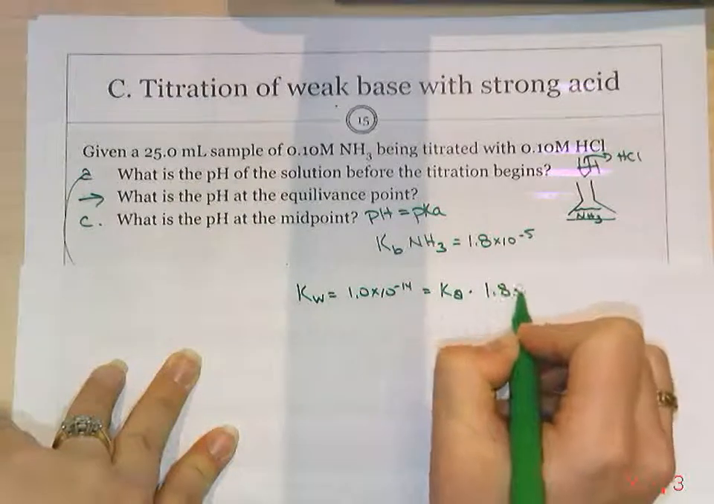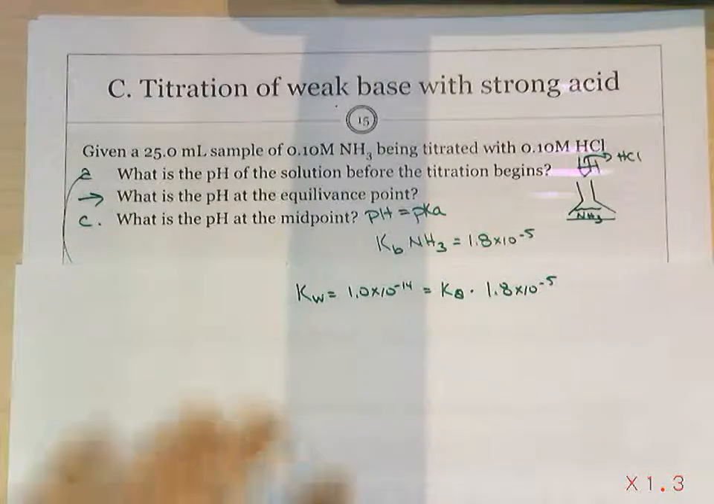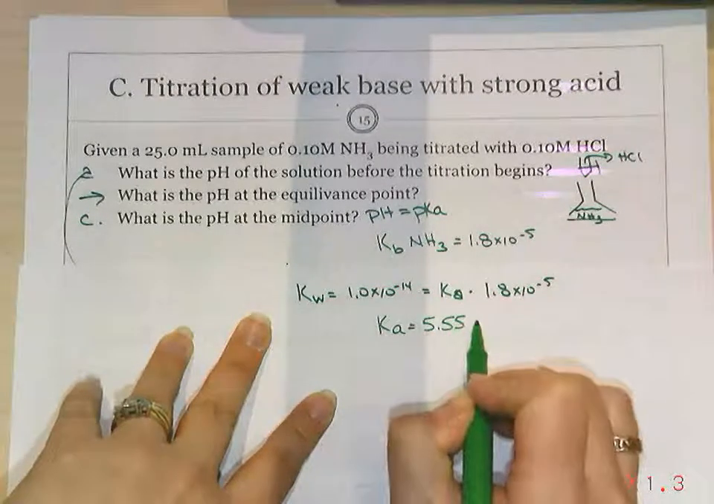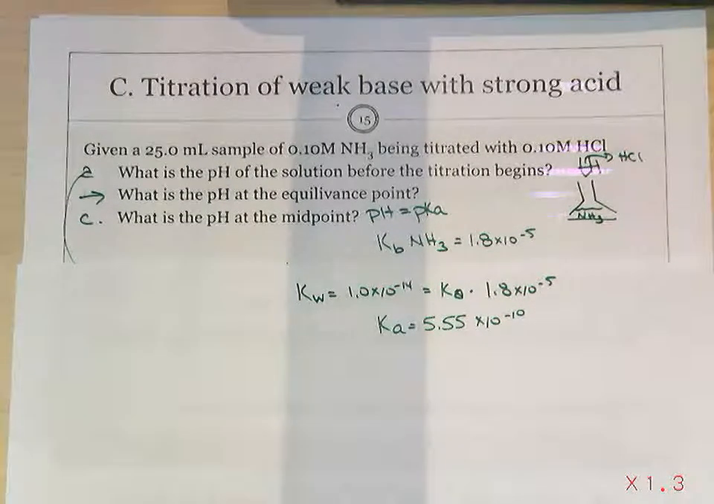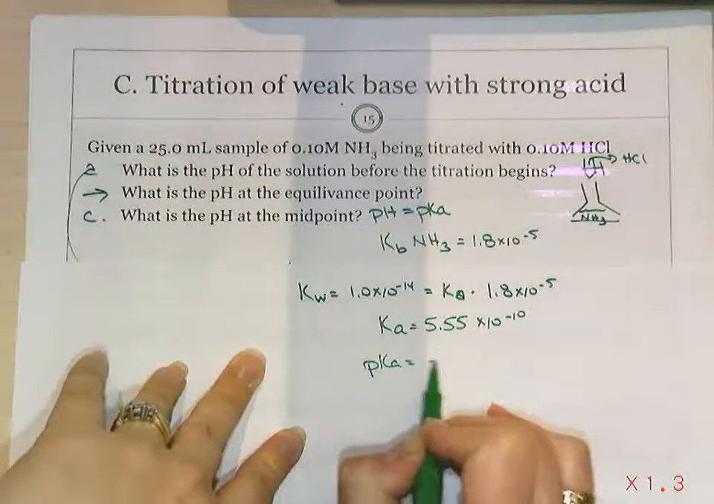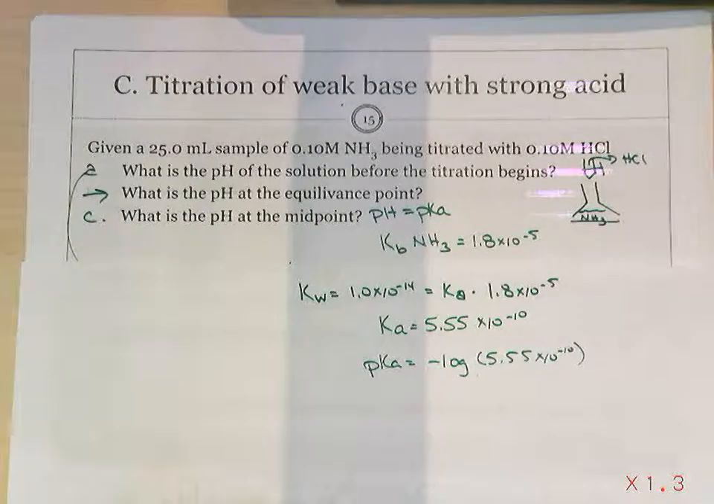All right, Kw is Ka times Kb. So, 1.0 times 10 to the minus 14 divided by 1.8 times 10 to the minus 5. All right, then what do I need to do to my Ka to get to a pKa? What does the little p mean? Yep. All right, little p means take negative log of the thing I'm touching.